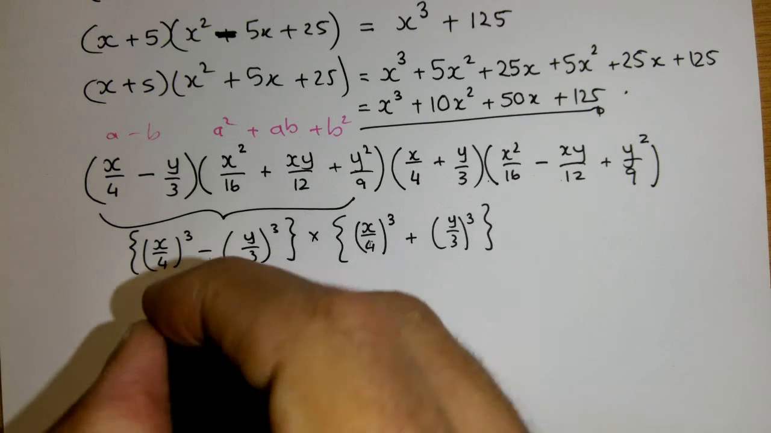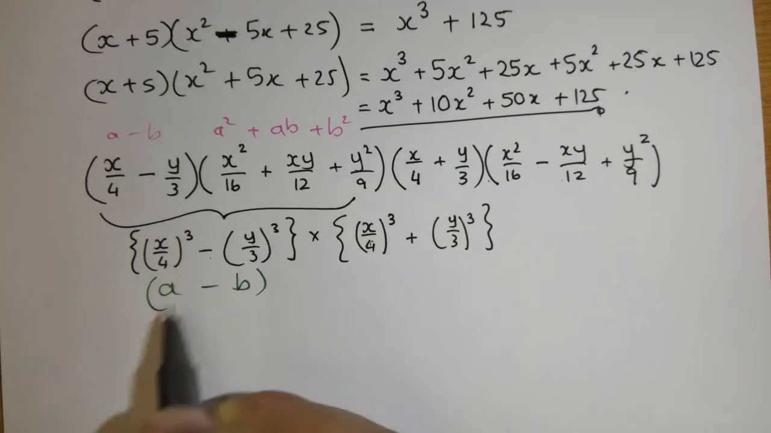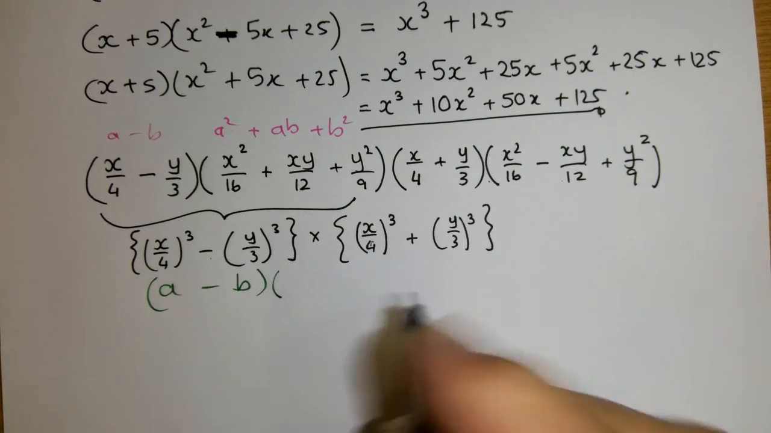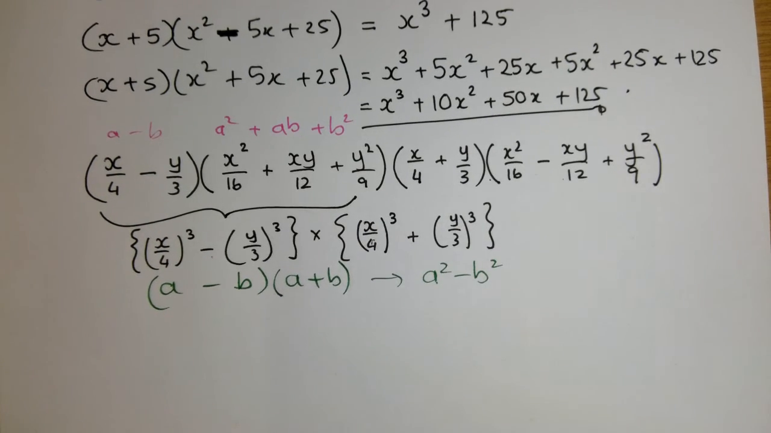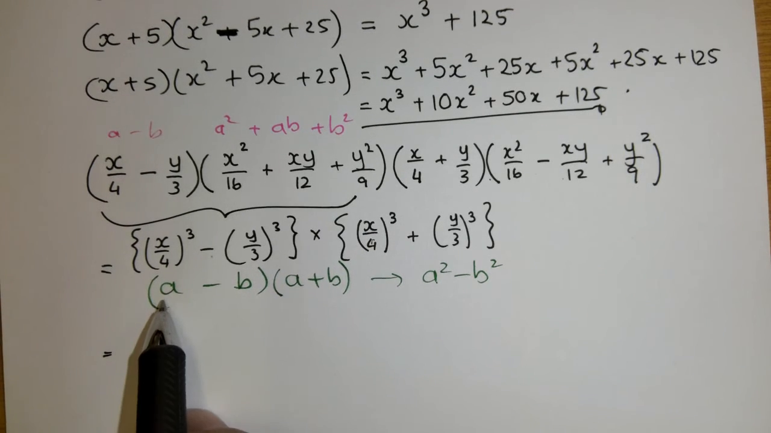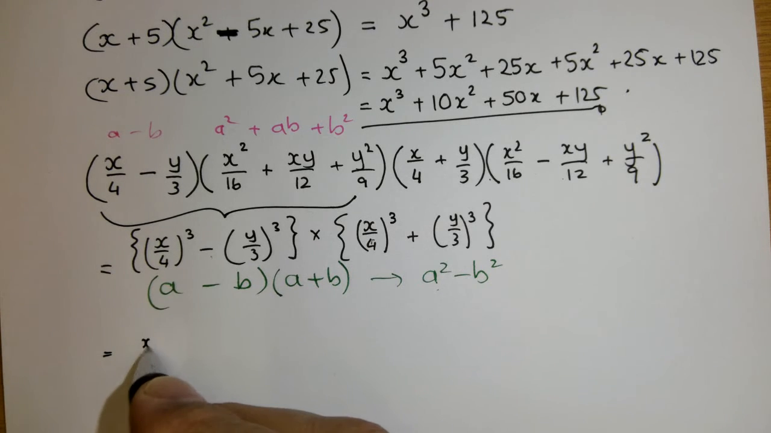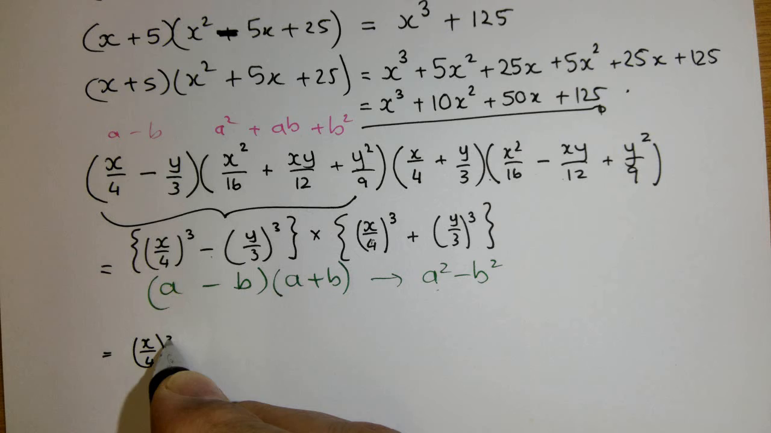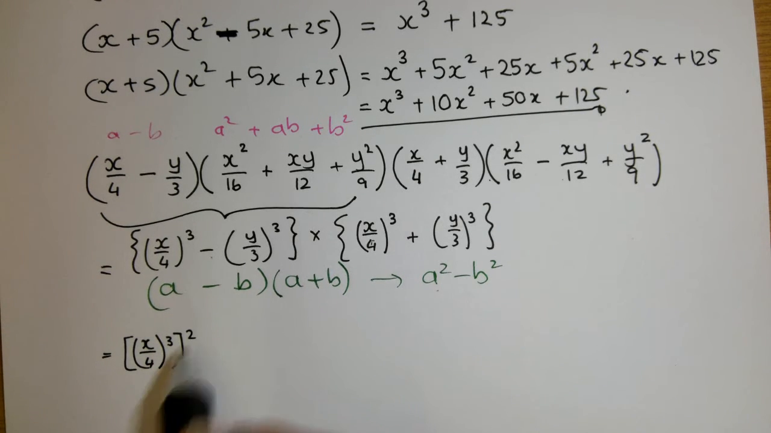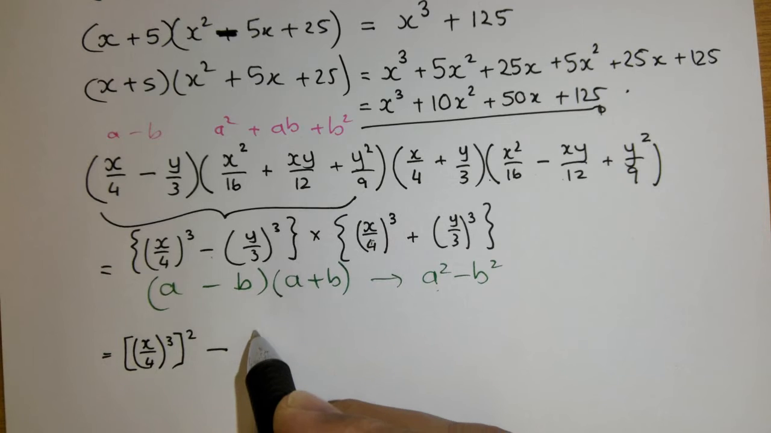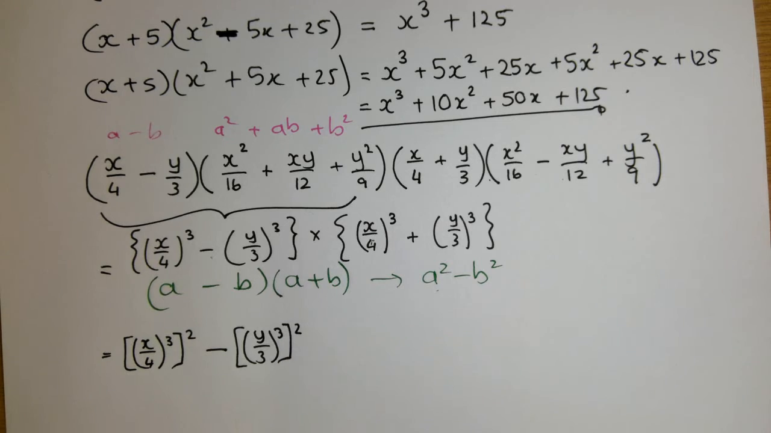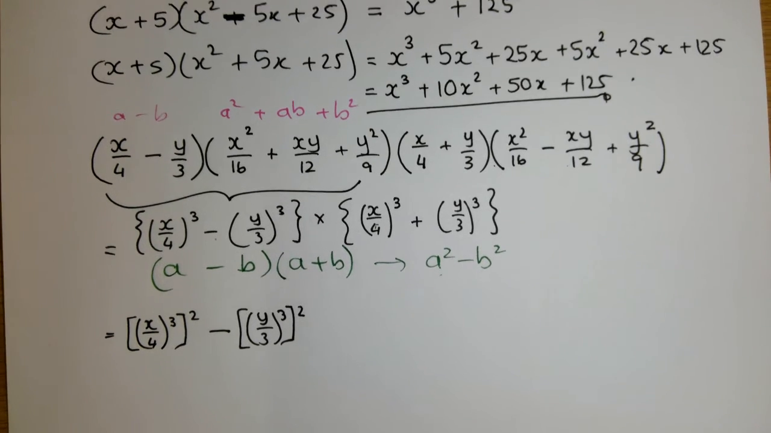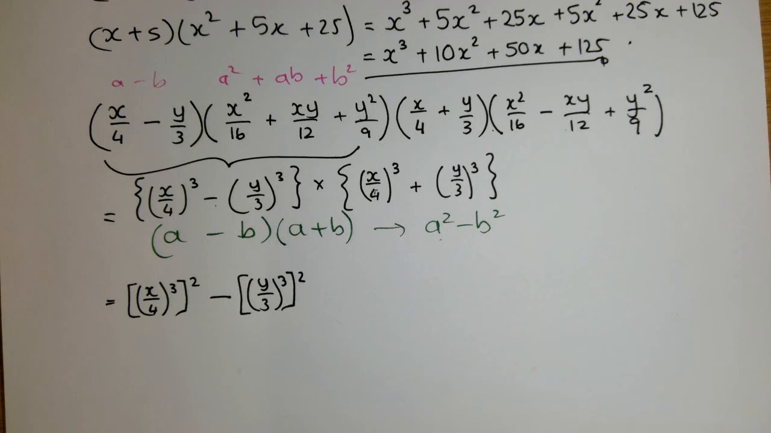The form is important. This has now just become a minus b, which I multiply with a plus b, which is indeed the difference of two squares. So this ugly sum reduces to almost nothing. This becomes the first one squared. Now the first term is x over 4 cubed, and we're going to square it, minus the second term y over 3 cubed, and that term has to square. Okay, so just a basic exponential law that I'm going to show you quickly.